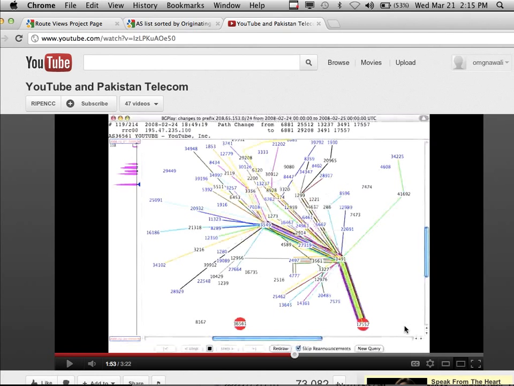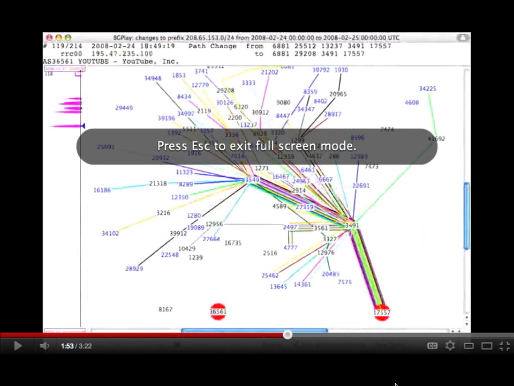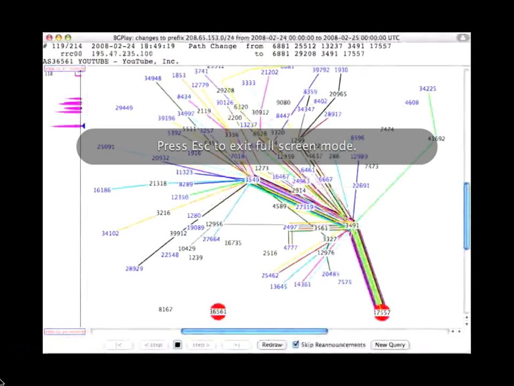Oh, does the full screen work here? Is that full screen? Next one over. Oh yeah, it's better, isn't it?